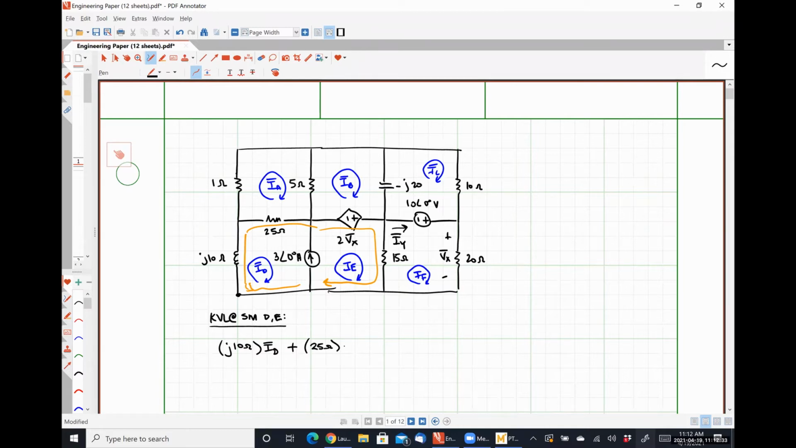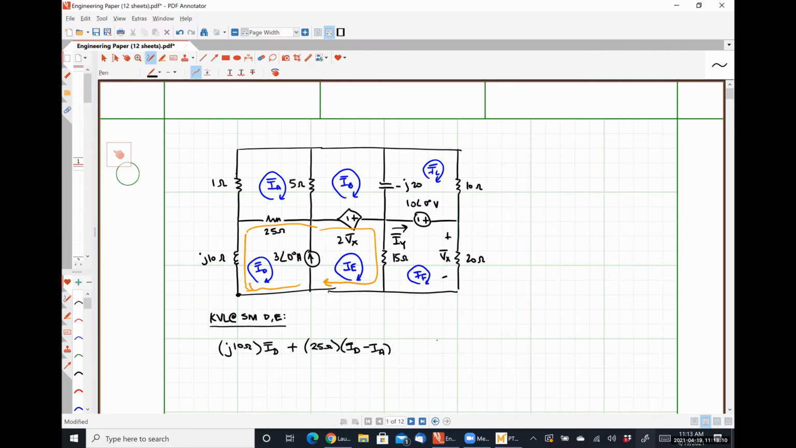That's good. So we're following that current in orange around that loop, right? So ID is in the same direction as the orange loop. IA is in the opposite direction. So it will be 25 ohms times ID minus IA, right? So same direction minus opposite direction. All right, what's next?